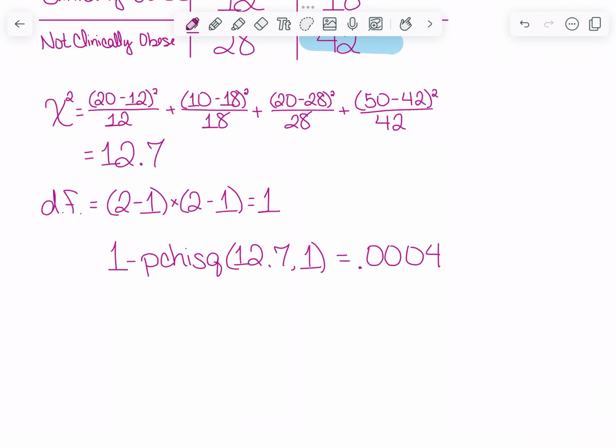Finally, we need to find our p-value. That's going to be 1 minus pchisq of the test value, 12.7, comma, the degrees of freedom, 1. And when we type that into R, we get a value of about 0.0004. Since that number is significantly less than our alpha of 0.05, we will say our alternative hypothesis is true. There is an association between obesity and diabetes.